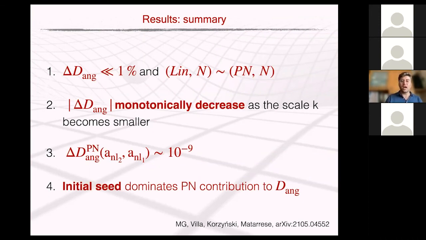Then we also analyzed other sources of nonlinearities, and we saw that the amplitude of our variations decreases monotonically when we take smaller scales. We saw also that the impact of the primordial non-Gaussianity is subleading with respect to the variation between linear, Newtonian and post-Newtonian order. And also that the remaining nonlinear post-Newtonian corrections to the angular diameter distance are subleading with respect to the initial seed, which can be seen as the main contribution to the angular diameter distance coming from the gravitational potential.